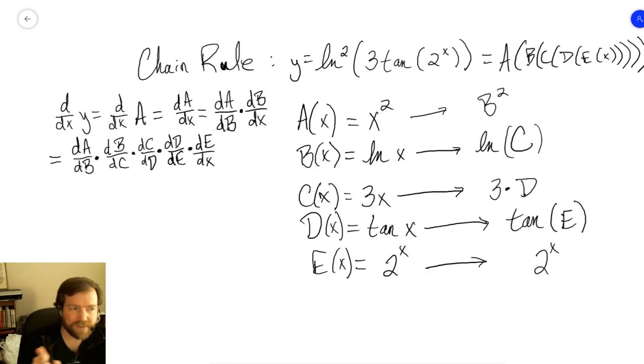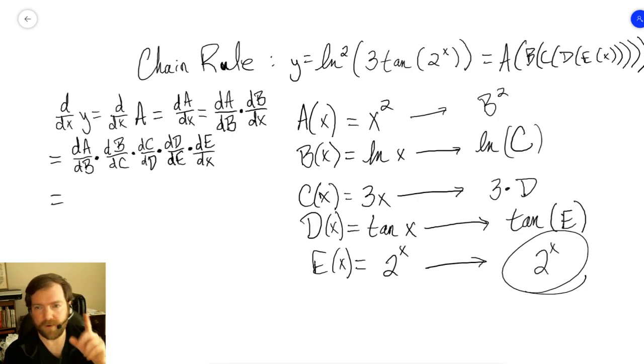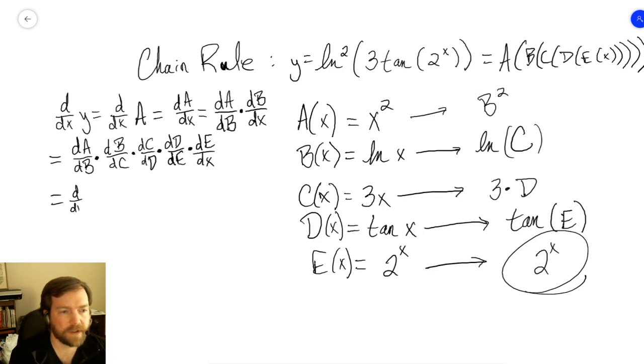Now, e as a function is a function of x at its very core, at the very bottom here. So we're going to look at all of these individual things as this chain rule and say, okay, what's dA/dB? Well, dA/dB is taking the derivative of b squared with respect to b. So dB, replace it with a, which is b squared.